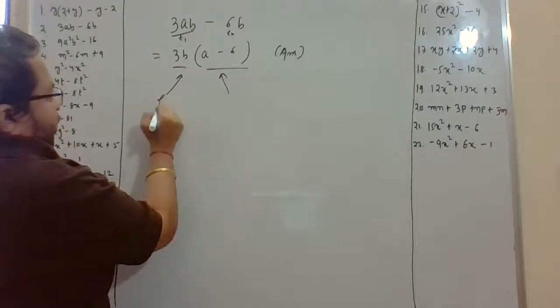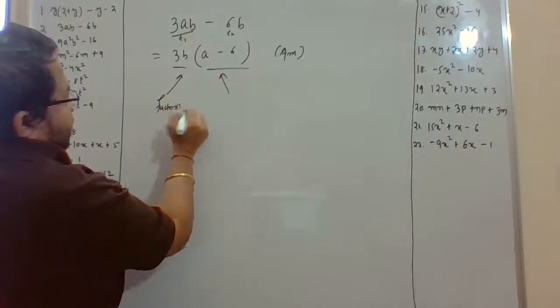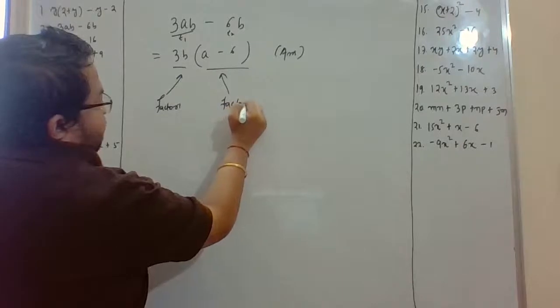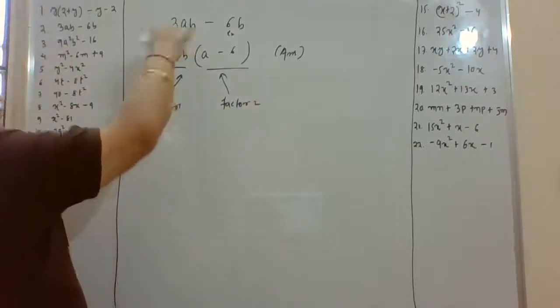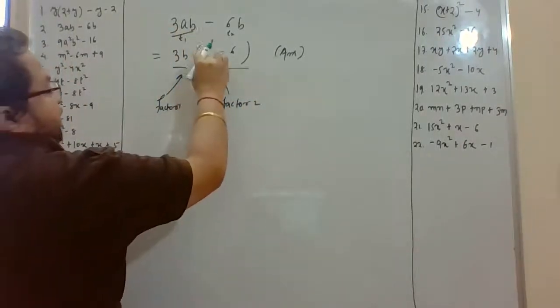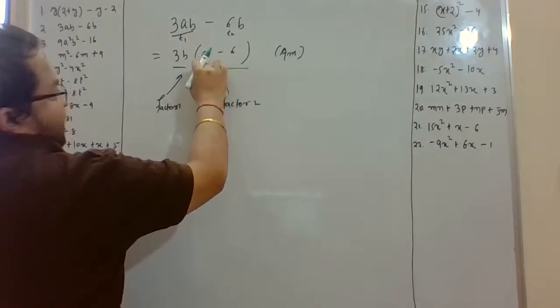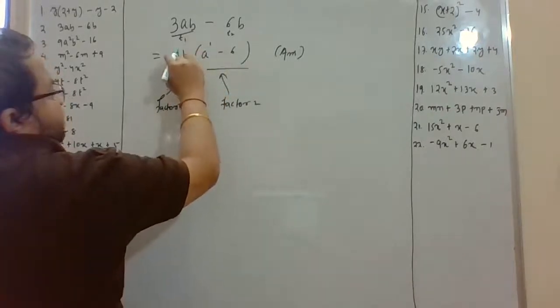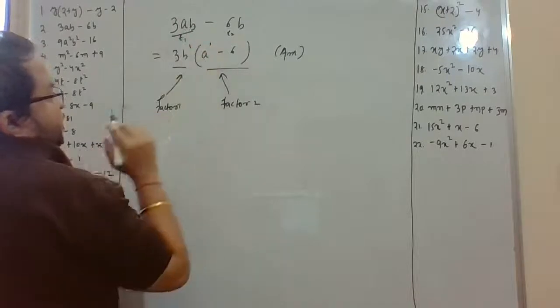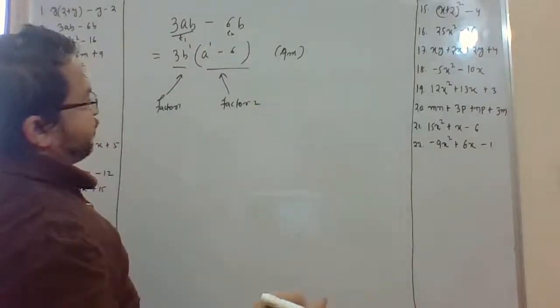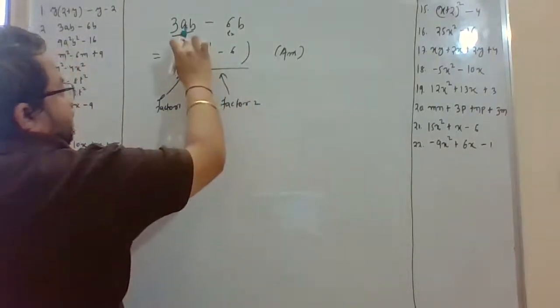So obviously this is factor 1, this is factor 2. So obviously I have factorized it. And if you see, the highest power of variable a here is 1, and the highest power of variable b here is also 1. So the second checkpoint of your factorization is also met.